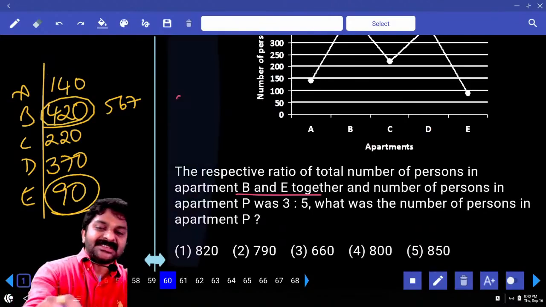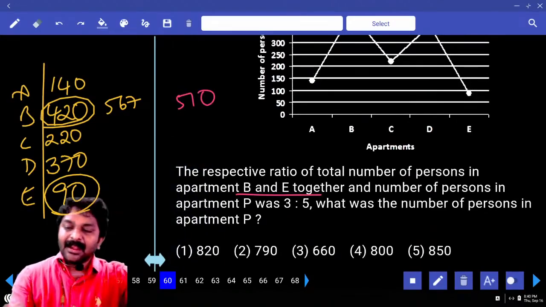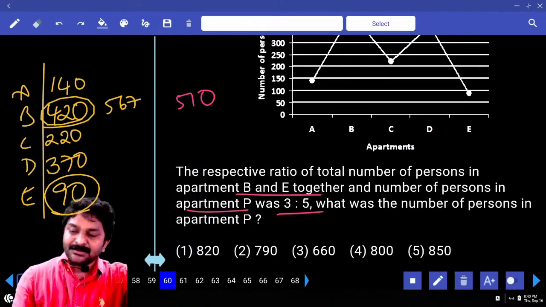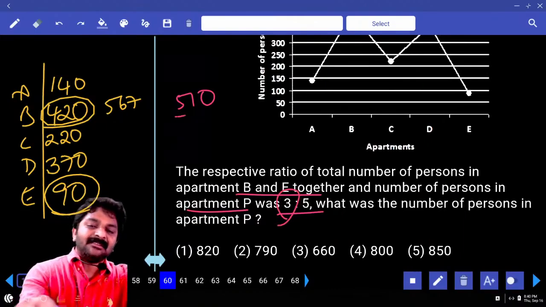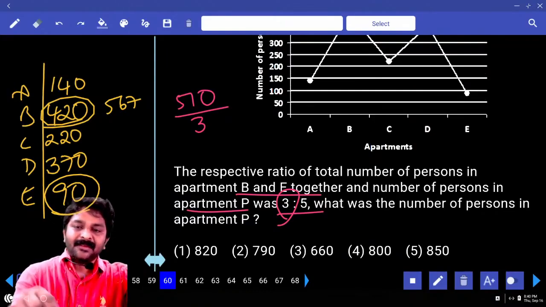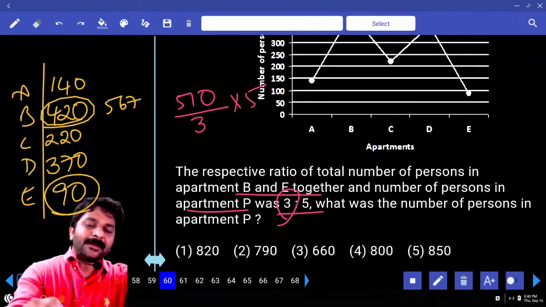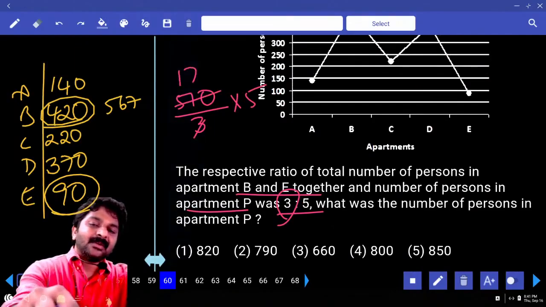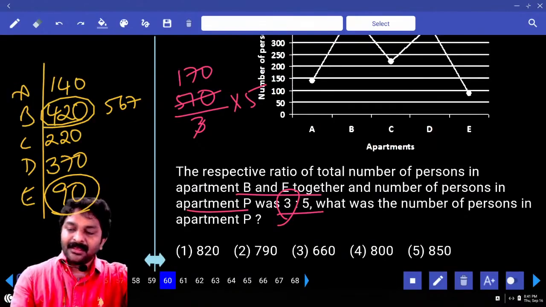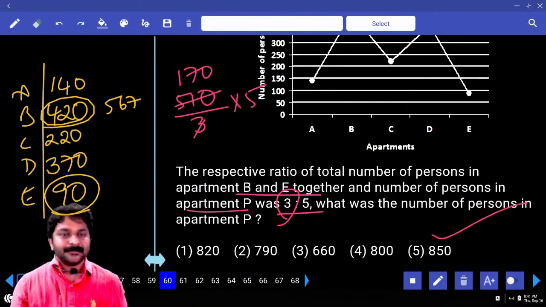The ratio of the total number of persons in apartments B and E together, which is equal to 510, and apartment P was 3:5. B and E together is 3 parts, so 1 part is equal to 510 by 3, and we need to calculate the number of persons in apartment P, which is 5 parts, so 5 into 510 by 3. How many times? 170, 5 times: take 10 times and make it half. 850, fifth option.